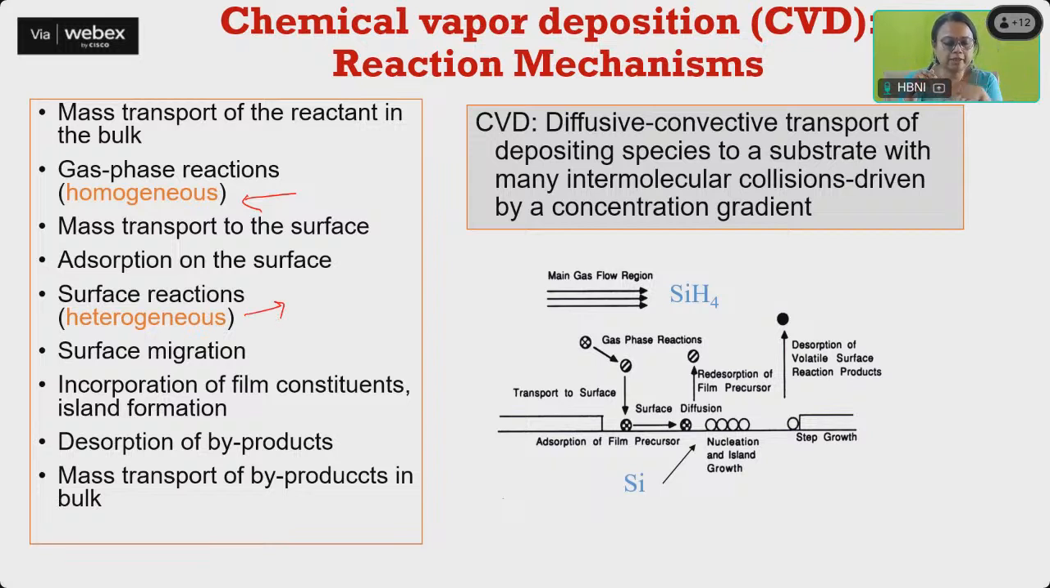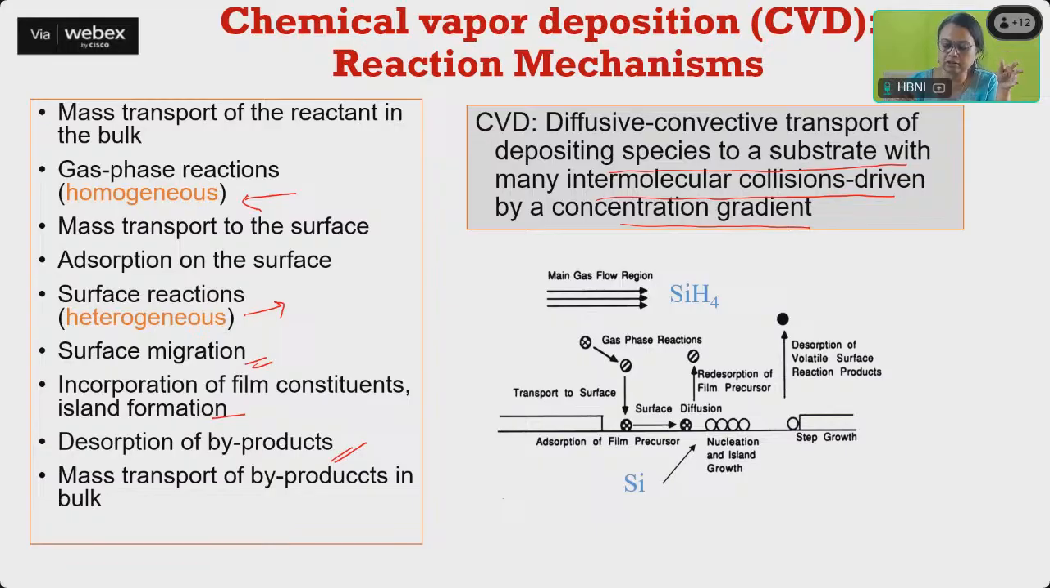So the mass is transported to the surface of the substrate. There will be adsorption of the reactants, and there can be a reaction. Then after the reaction, there will be migration of the formed molecule on the substrate, and then incorporation of film constituents and island formation, and whatever was the byproduct will desorb, evaporate, and be transported away in the bulk. So CVD is diffusive convective transport of depositing species to a substrate with many intermolecular collisions, driven by a concentration gradient.